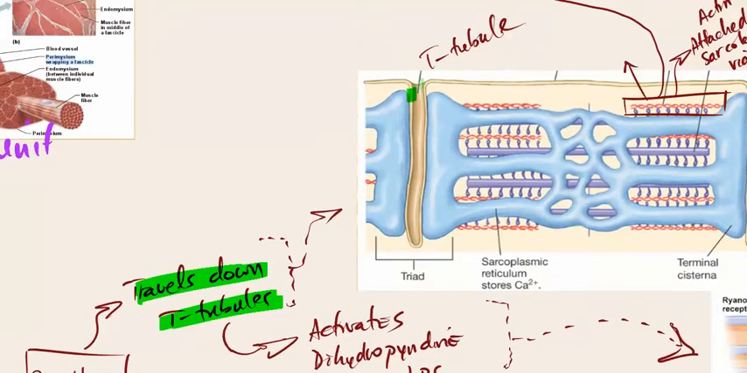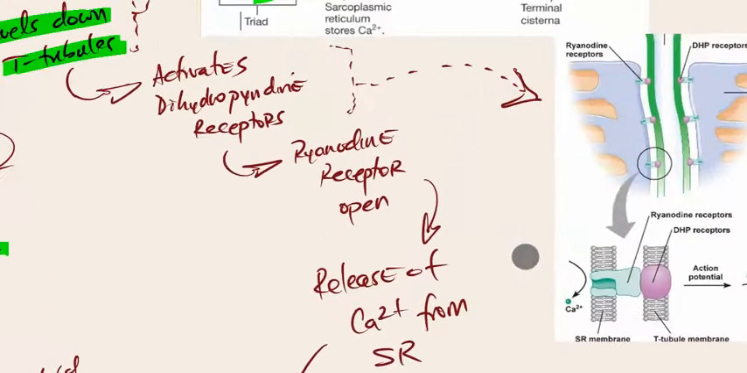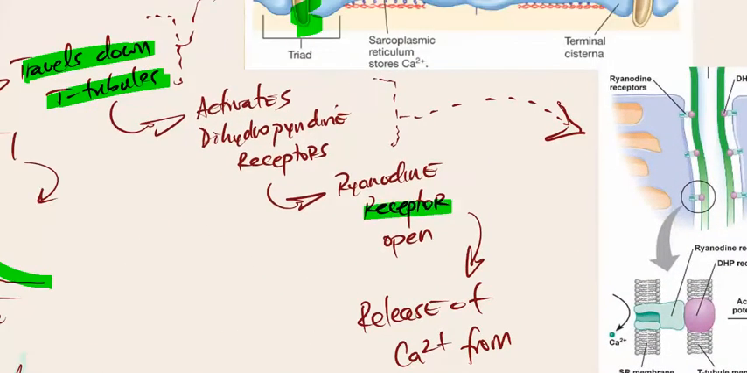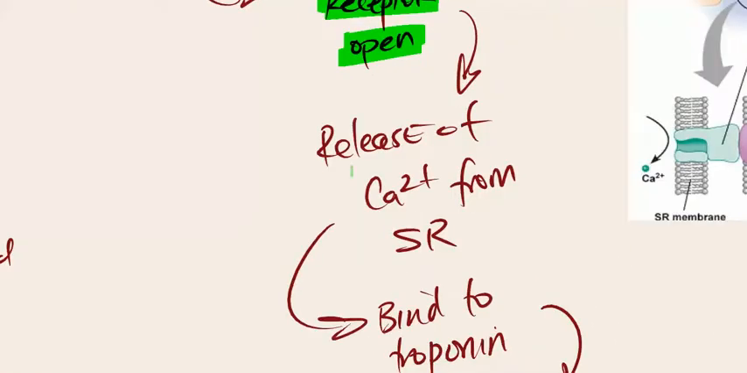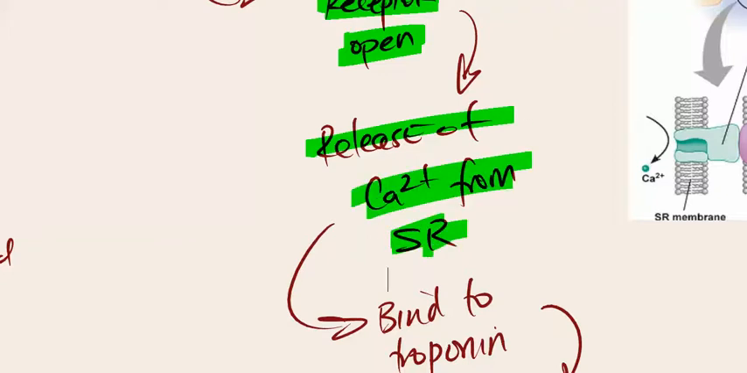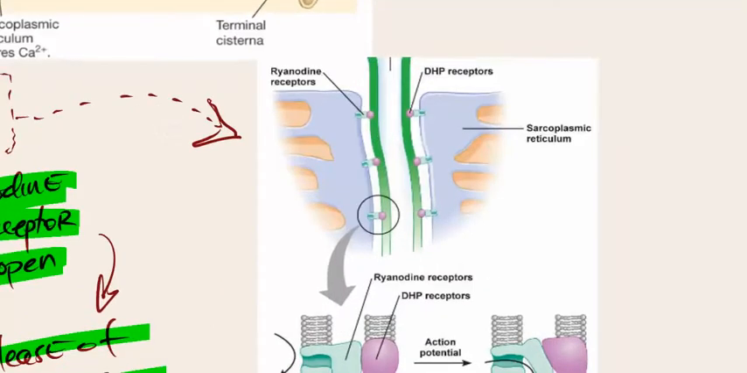So this is the T tubules. And once it travels down these T tubules, it's going to affect these ryanodine receptors. It's going to lead to the opening of the ryanodine receptors. And once the ryanodine receptors open, it's going to release calcium from the sarcoplasmic reticulum. And this is just showing you that here.